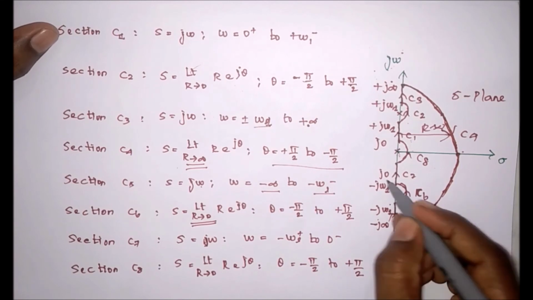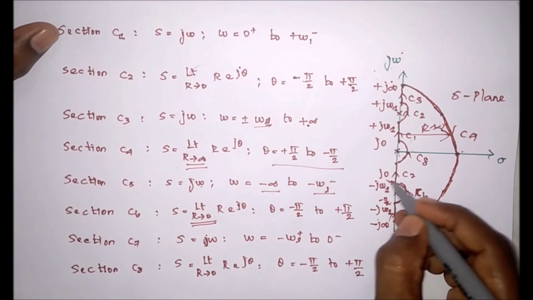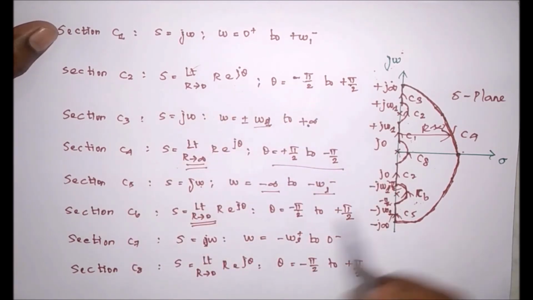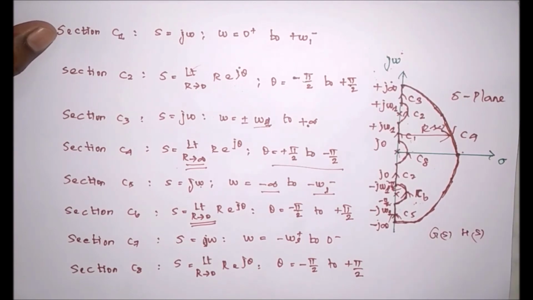Therefore we have to substitute radius equal to 0. It goes from this point to this point because of the anti-clockwise direction, therefore minus π/2 to plus π/2. Likewise we have to do the same for C7 and C8. Then after completing, we have to connect all the sections, and finally we will get the G(s)H(s) plane. So this is the procedure to construct a Nyquist plot or Nyquist contour to analyze the stability of a given system.